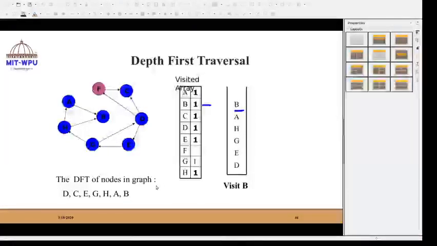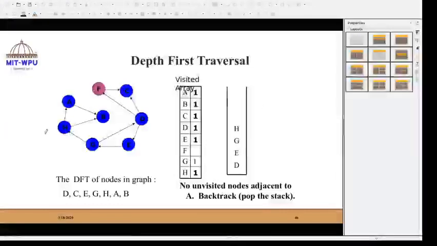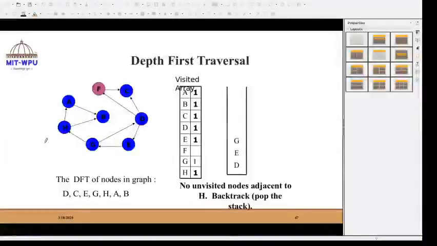Okay, now when I see the adjacent node for B, I don't find any adjacent node, so in that case I need to backtrack and visit back to the previous state. Are you getting this one? So B is going to be popped, the previous state was A. So when I come to A, I come to know that there are no more adjacent nodes except B, which is already visited, and therefore A is also going to be popped out of the stack. Then I visit back node H. Here I come to know that the adjacent node for H is B, which is already visited, and therefore H is also going to be popped out of the stack.